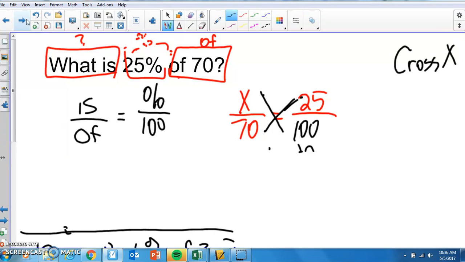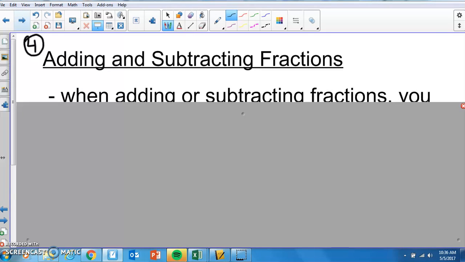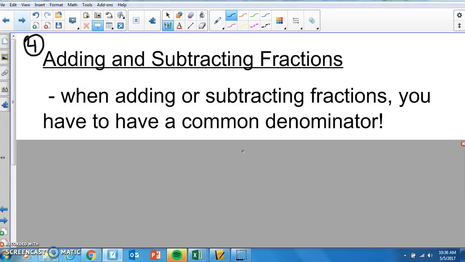So our next section that we're going to talk about is adding and subtracting fractions. So if you will label this number 4, please, or this will be the fourth thing. And I'm going to put all this in Google Classroom so that you'll be able to see everything you should have. All right, when adding and subtracting fractions, just like positive and negative numbers, adding and subtracting fractions, and multiplying and dividing for that matter, causes issues with students.